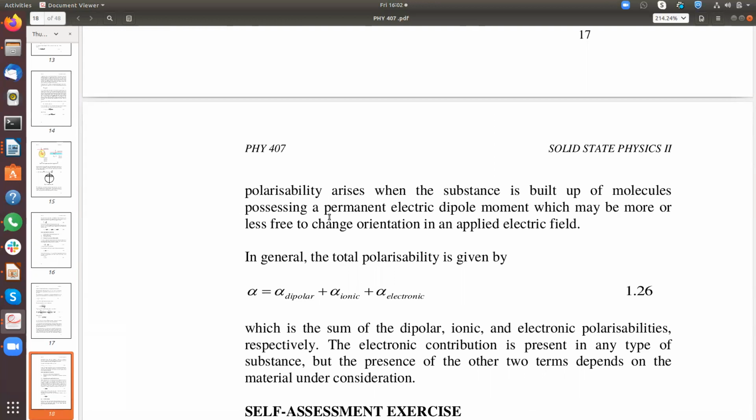electric field. In general, we can write alpha as the sum of the three contributions: the dipolar, the ionic, and the electronic. The electronic contribution is present in any type of substance, but the presence of the other two terms depends on the material under consideration. So that is what we are trying to say about polarizability.